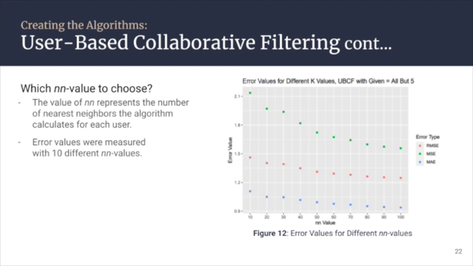Our next decision in user-based collaborative filtering is which NN value to choose. The value of NN represents the number of nearest neighbors the algorithm calculates for each user. The error values for each NN value are shown with 10 different NN values. As we can see, around NN value 50, we start to reach diminishing returns. So once again, we choose 50 since it is an appropriate trade-off between prediction time and error rate.